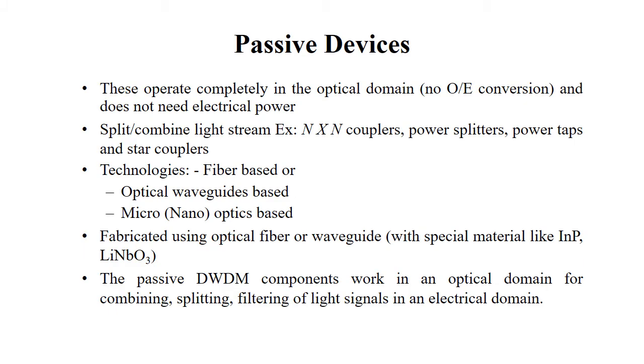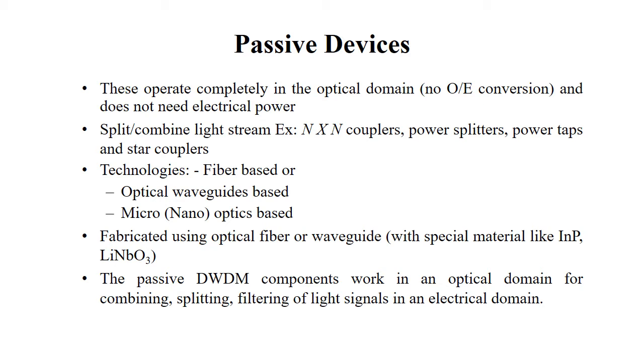So passive devices operate completely in the optical domain, with no O/E conversion, and do not need electrical power. The implementation of the DWDM network needs different passive and active components for coupling, splitting, adding or dropping, isolating, distributing and amplifying the light signals.